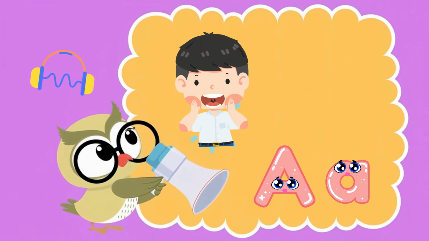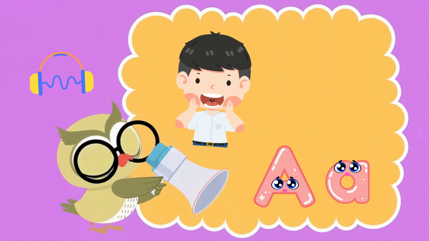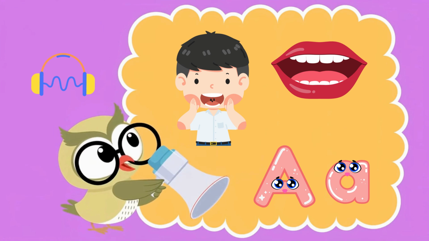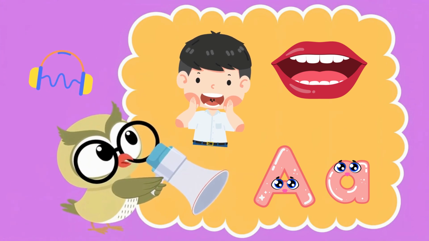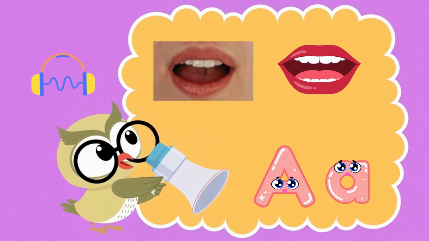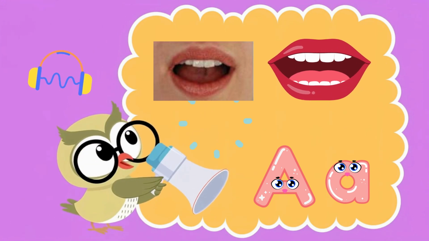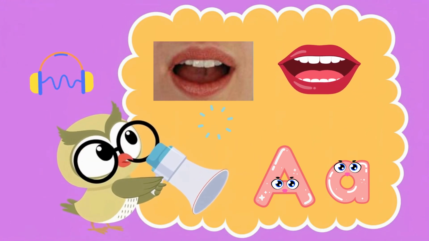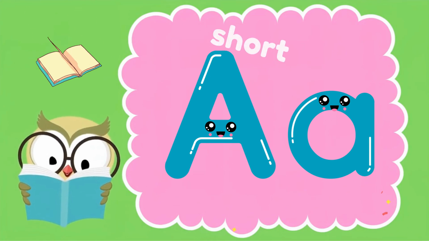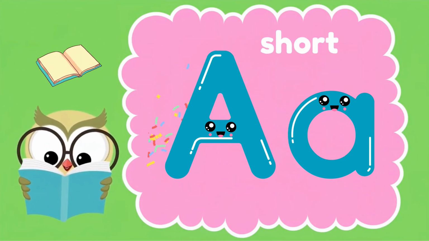We make the short A sound like this. Open your mouth wide with your tongue down, like you're at the doctor and they say ah. Now you try it. Say ah, ah, ah. Good job trying. Here are some words that start with the short A sound.